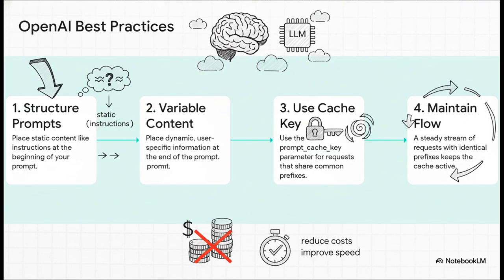And to really get the most out of these systems, you've got to play by their rules. For OpenAI, that means being really deliberate about how you structure your prompts. You always want to put your static stuff, your instructions, your system prompt, right at the beginning and put the dynamic user input at the very end.